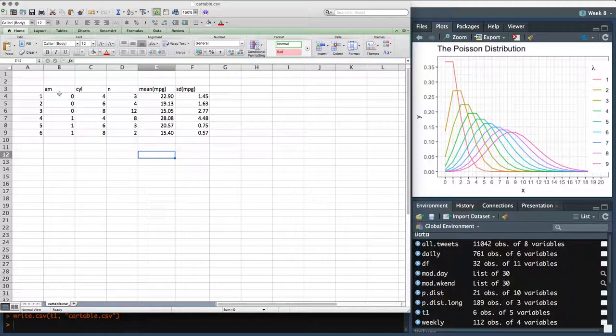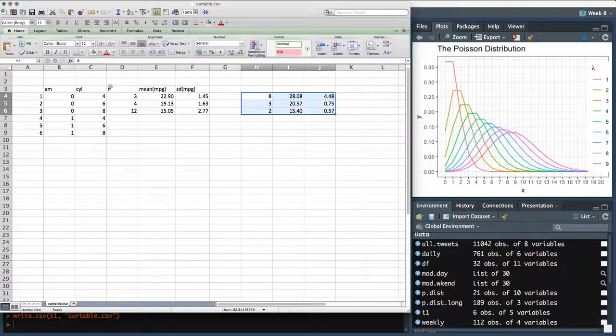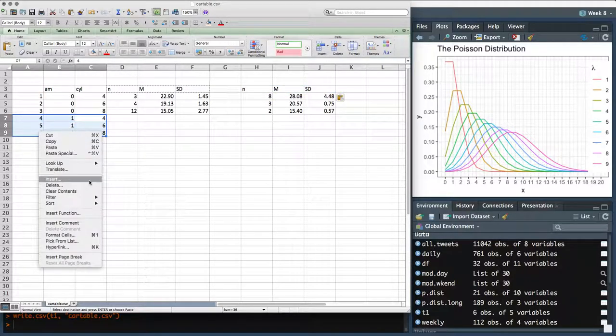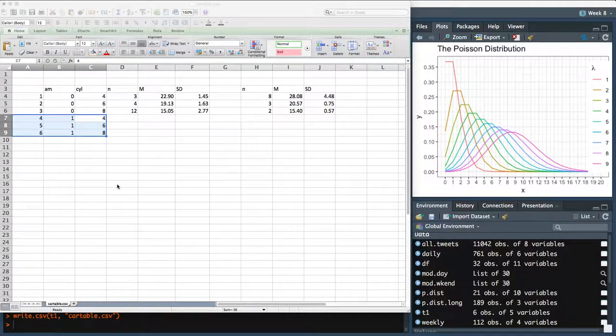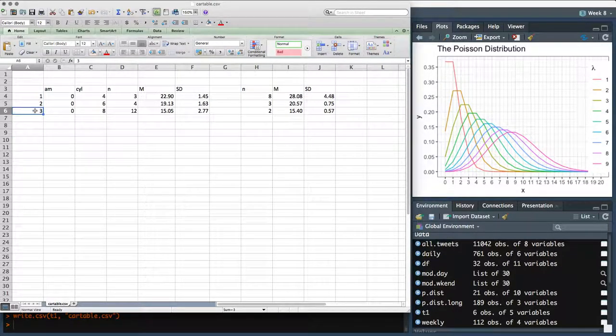We could leave it like this and have the manuals over on top of the automatics, or we could take these and move them over here, and in M SD, let's move that over. Let's delete that stuff. Let's delete these. And we don't need these anymore.